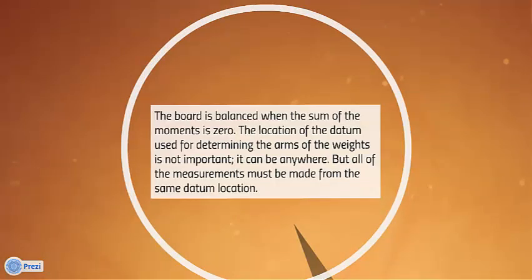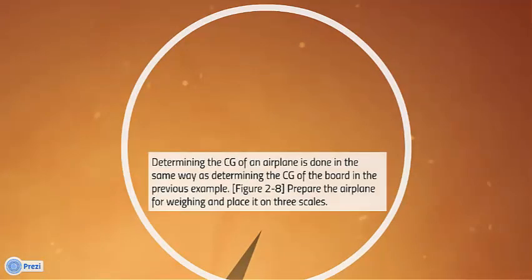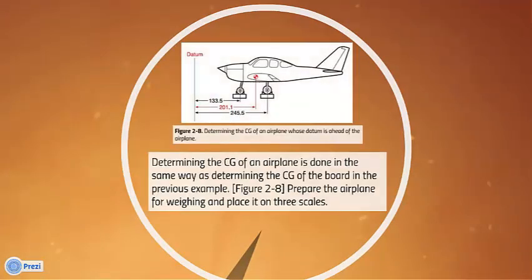The location of the datum used for determining the arms of the weights is not important. It can be anywhere. But all of the measurements must be made from the same datum location. Determining the CG of an airplane is done in the same way as determining the CG of the board in the previous example. Prepare the airplane for weighing and place it on 3 scales.